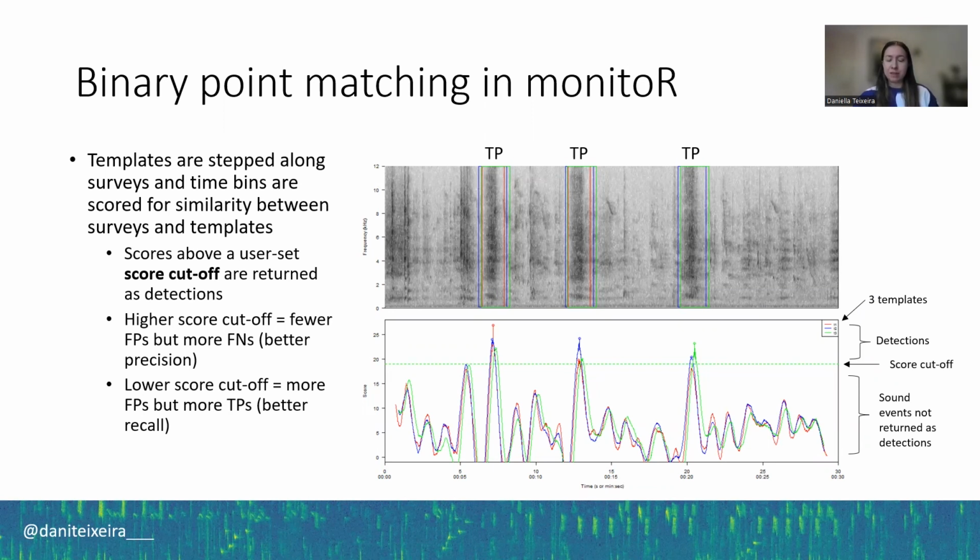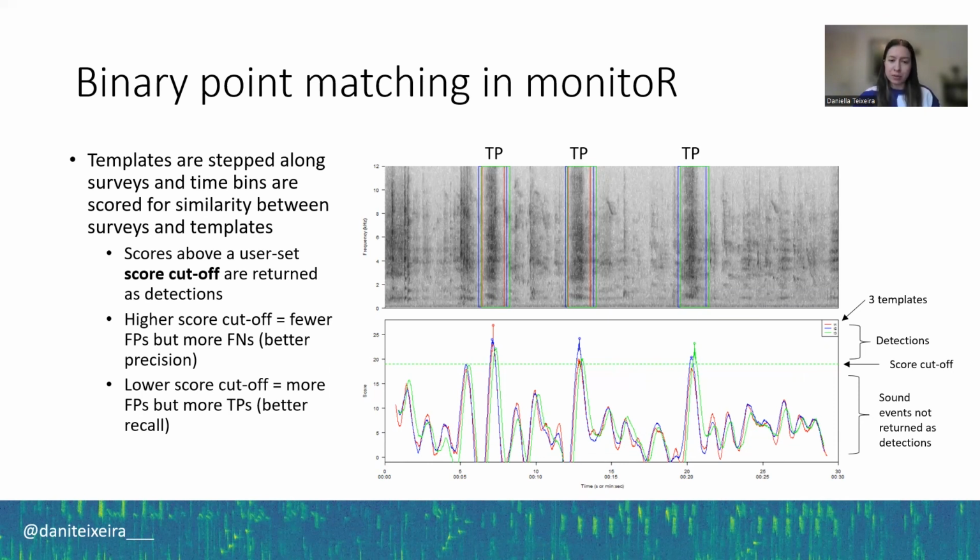If you can see that figure there on the right, I'm really sorry, those axes labels are tiny. So if you can't read them, the x-axis is just time. The top figure is a spectrogram, so frequency on the y-axis, and the bottom figure has score on the y-axis, the score being the similarity between the template and the survey. The three colors that you can see, the red, blue, and green, are three templates that I happened to test on this survey file, just for this example.